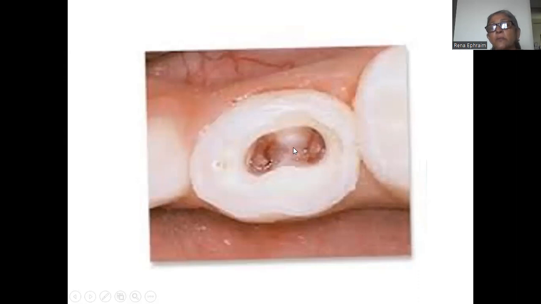Then a cotton pellet soaked with formocresol is kept in relation to the pulp stumps for a period of 1 minute, and then the cotton pellet is removed and the temporary restoration is given.